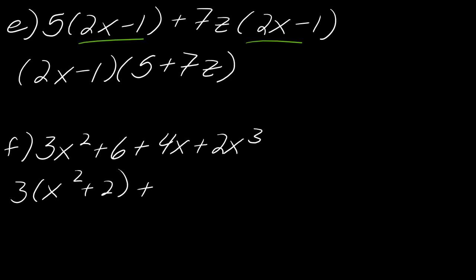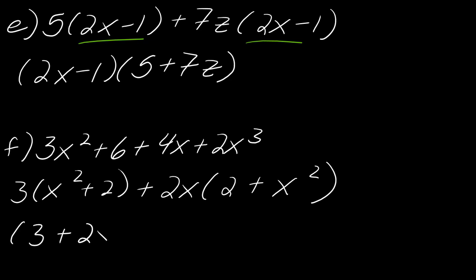And then in the second two terms, they have a 2x in common. So this becomes 2 plus x squared. Now, this says x squared plus 2, this says 2 plus x squared, but I know that these two things are equivalent. So then I can rewrite this and factor this as 3 plus 2x and x squared plus 2. Doesn't matter if you wanted this to be 2 plus x squared. It just needs to have those two terms in the parentheses.